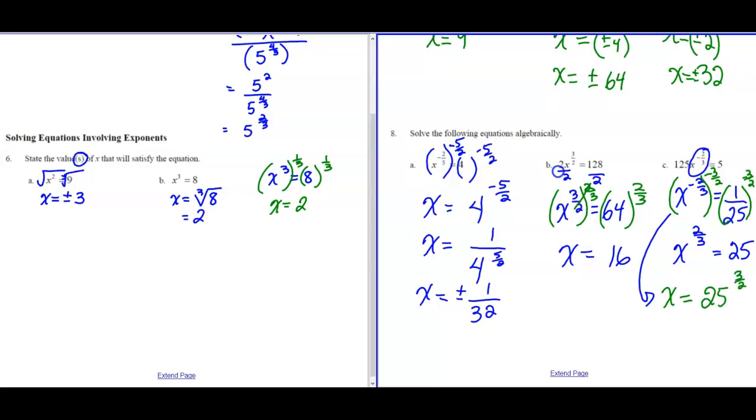Okay, you don't flip this fraction, that's your exponent. And then now you're taking the square root of 25 and cubing it. Do I need plus or minus? Yeah, because it's the square root. Alright, so that is sampling from the review.